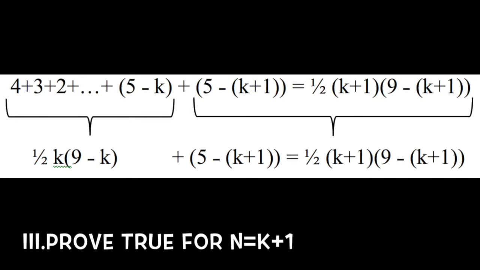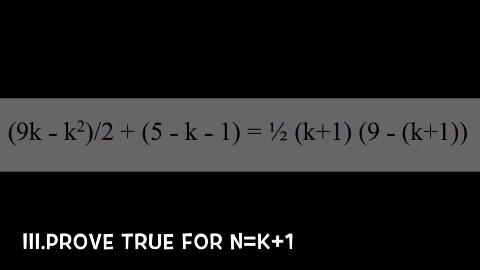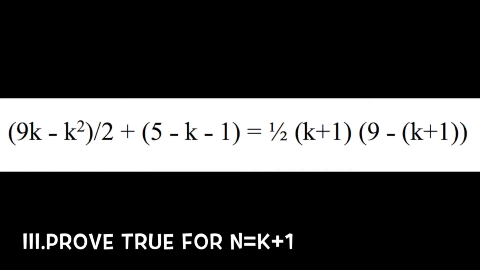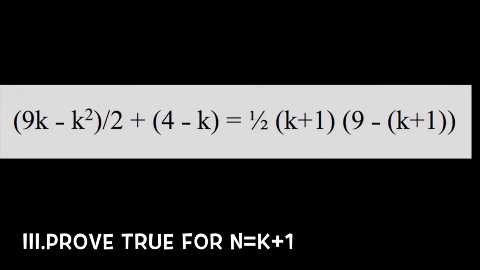Next, replace the original expression with the equation it was set equal to. Therefore, 4 plus 3 plus 2 plus (5 minus k) is replaced by half times k times (9 minus k). Then factor and simplify the left side to match the other side of the equal sign. To do that, I first distributed the half k to (9 minus k) and then distributed the negative to (k plus 1) in the expression 5 minus (k plus 1) and simplified.